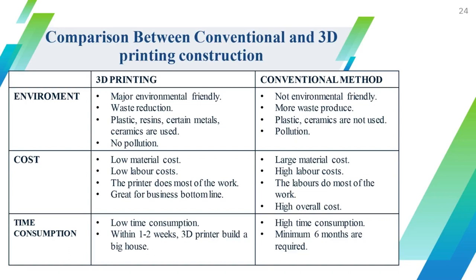Comparison as per time consumption. 3D printing technology utilizes less time as compared to the conventional method. With 3D printing technology, within 1 to 2 weeks the 3D printer builds a big house, whereas with the conventional method, a minimum of 6 months is required to construct a big house.